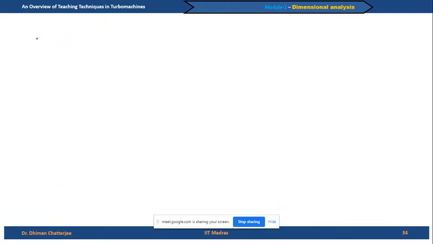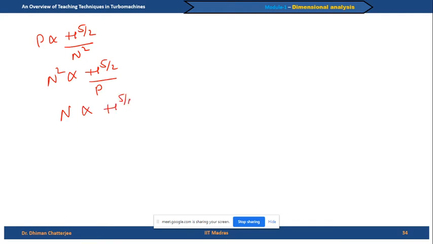Now we got this: P is directly proportional to H raised to 5 by 2 by n square. Now using this, I will bring this n square to this side: n square is directly proportional to H raised to 5 by 2 by P. Now I want to remove this n square, so taking the root on both sides, it becomes n is directly proportional to H raised to 5 by 4 by root P.